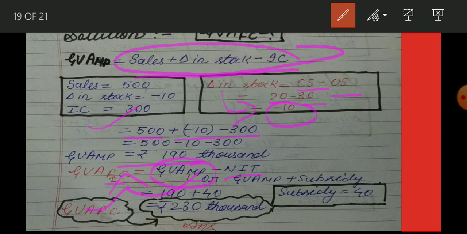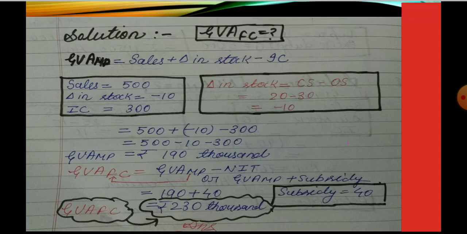In the question, only subsidy is given. So whenever subsidy is given, it is added. Now in this case, the equation will be GVAMP plus subsidy is equal to GVAFC. The value of GVAMP is 190, and the subsidy is given in the question as 40. In this way, when we add 190 plus 40, we get 230, and that is the value of GVAFC. Okay, student. So I think you are able to calculate this question.